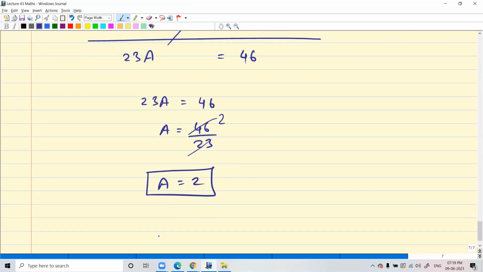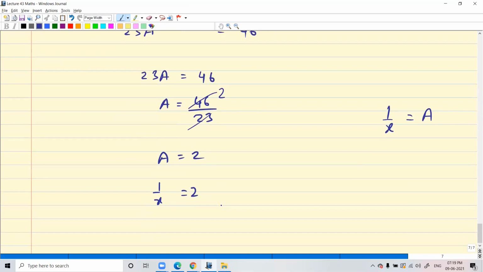Now, you see, in the question, they didn't want us to find a value, no? We are interested in the x value, but we know that 1 by x is equal to a. So in place of a, I should put 1 by x. So 1 by x is equal to 2. So what is the value of x then? 1 by 2, sir. Yes, x is equal to 1 by 2.